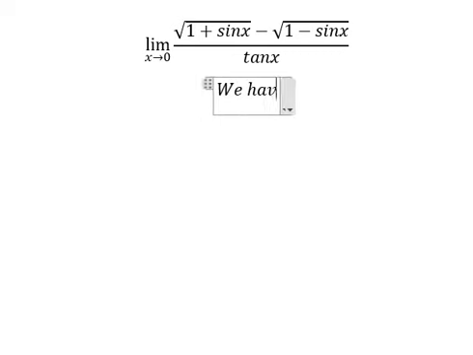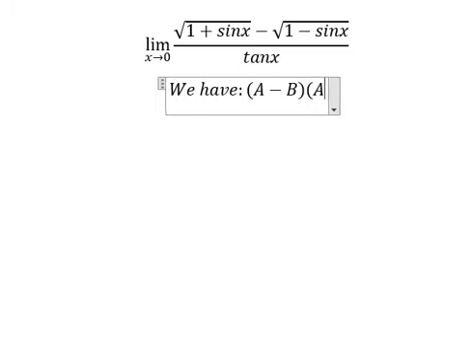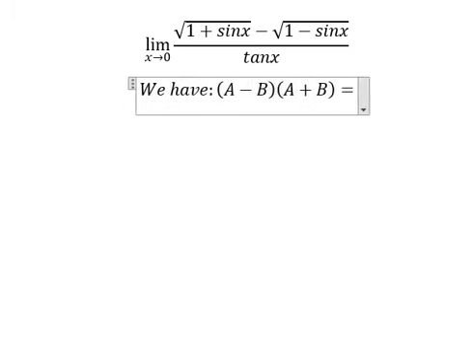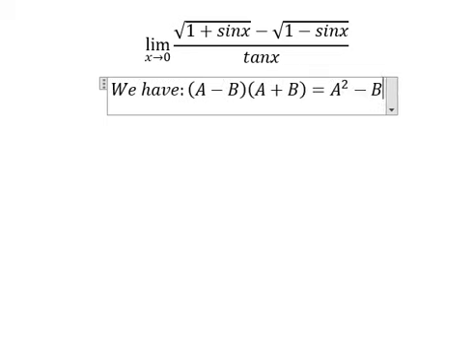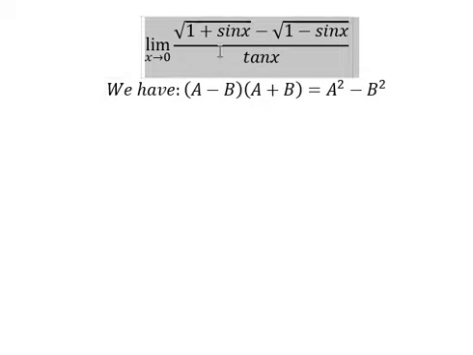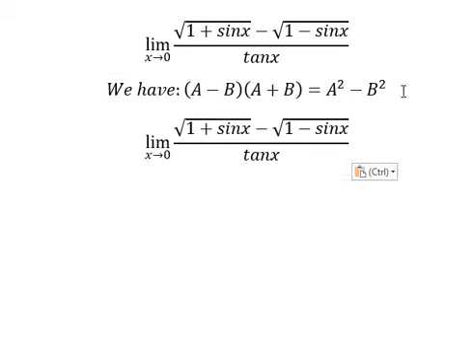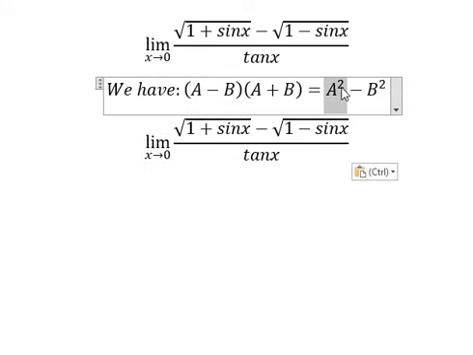We have the formula in here. That is about a minus b multiplied by a plus b equals a square minus b square. So we want to cancel the square root, so we need to have the power 2 in here and another power 2 in here. To create this one, we need to multiply by a plus b on the numerator and denominator.